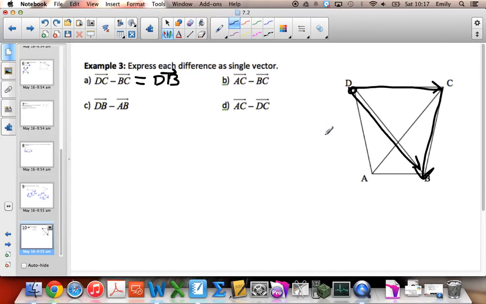AC minus BC, I'll do this one in blue. Here's AC. Here's BC, but negative BC is this way. So coming that way is negative BC. And my result starts at the beginning, finishes at the end, and I get AB.